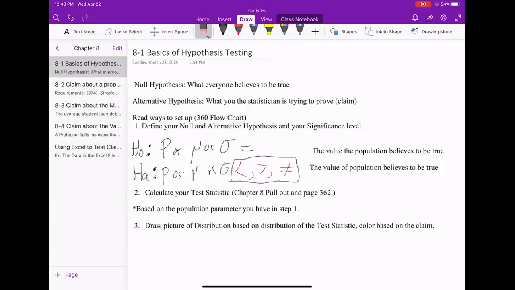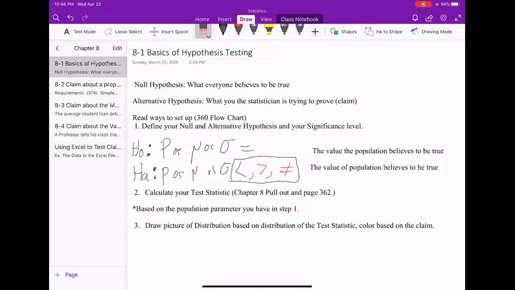The distributions we used in chapter 7 are the same distributions we're using in chapter 8. The same tables go with the same population parameters, and how you tell which table to use is that the letter it's equal to tells you what table. So you see proportion is equal to Z for the Z table. The mean is equal to T for the T table. And the standard deviation and variance is equal to chi-squared for the chi-squared table.